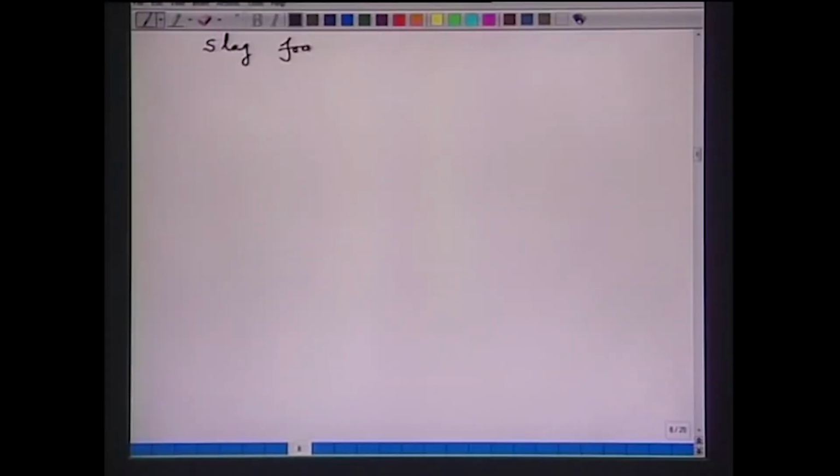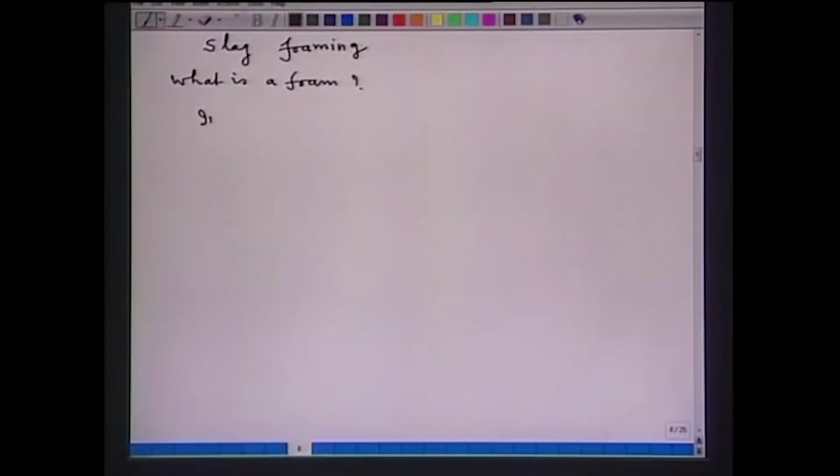Now, the next important property that I will come to is slag foaming. Say, what is a foam? Foam in fact is a dispersion of gas bubbles in liquid. A liquid is said to be foaming when gases cannot escape through the liquid, and as a result the height of the liquid increases.